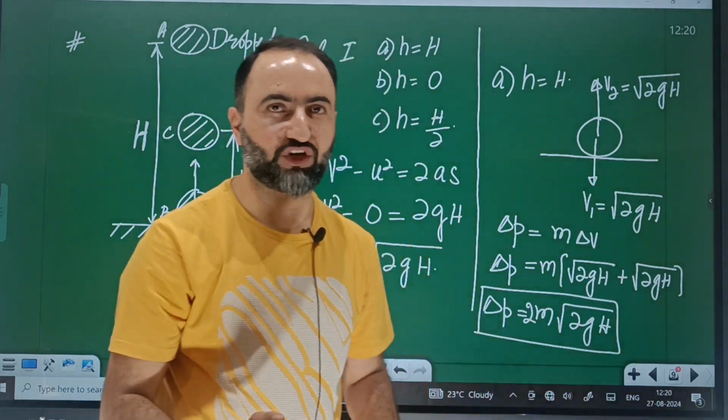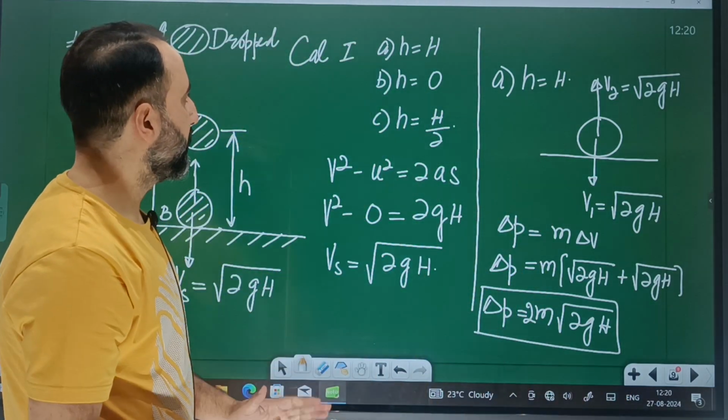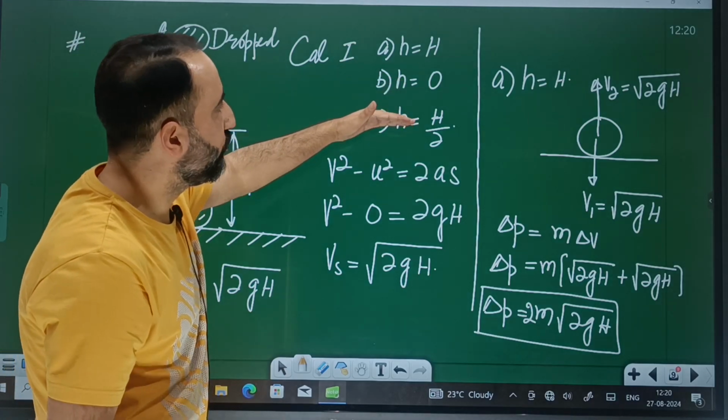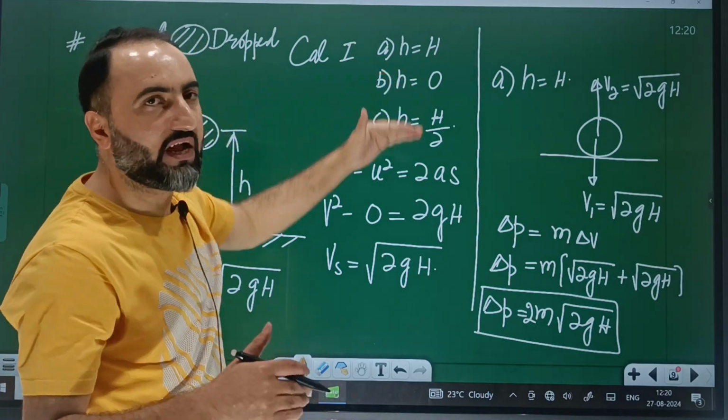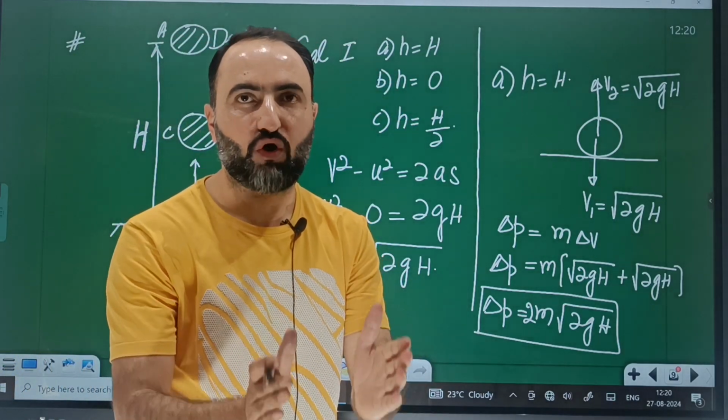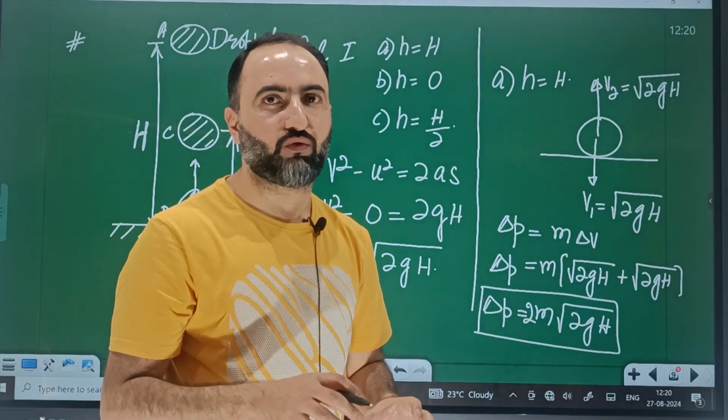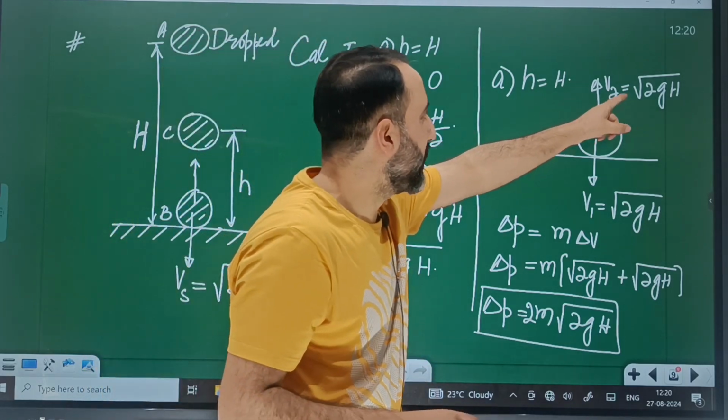Okay beta, so it was a simple question. So this was part A. I'm sure part B and part C you will do yourself. So in part B, h equal to 0 means that the ball will stick to the ground. When it sticks to the ground, what's the V2? That's equal to 0.